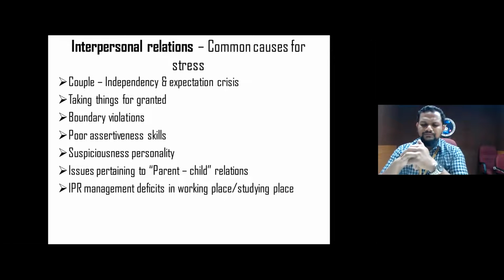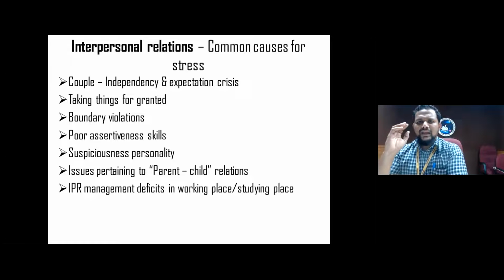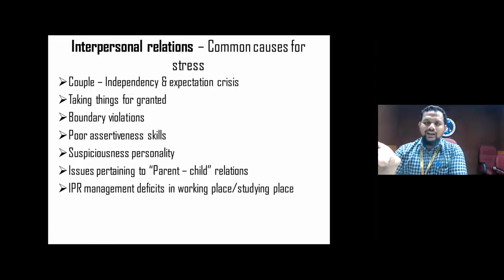Now if you come to couples, the stress can be mainly related to independency and expectation crises. That is the first thing. Second, what most commonly happens in a relationship is: he's very close to me, so I take things for granted. This will end up in some fight, and finally you or the other person will end up in a stressful state. And then boundary violations. Boundaries are one of the important causes of stress in interpersonal situations, which I will explain in the next slide.